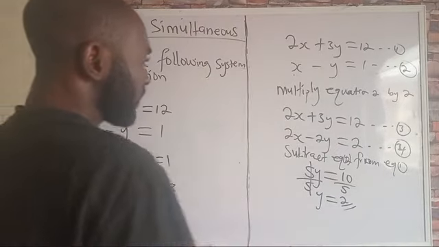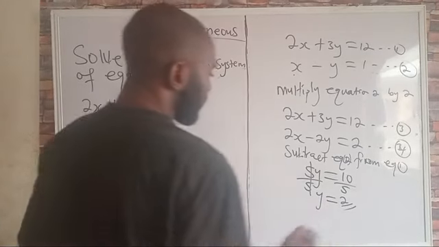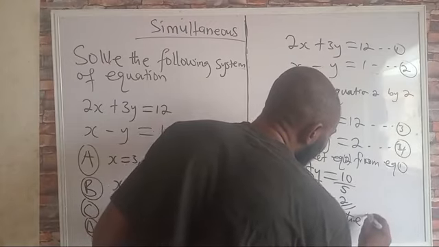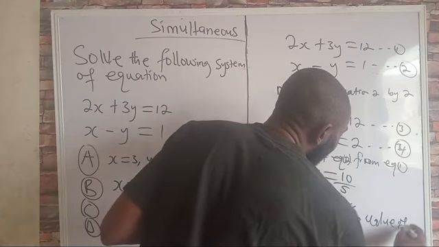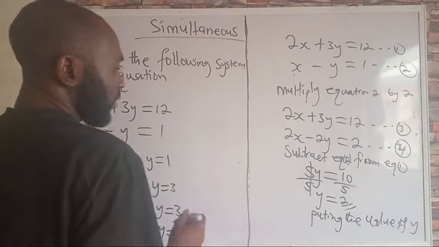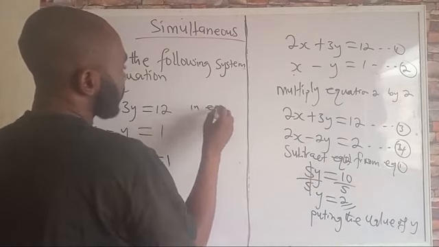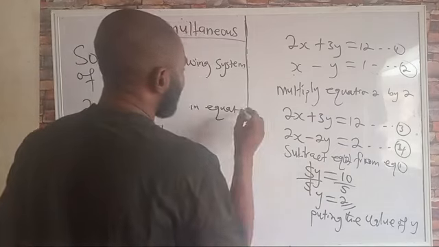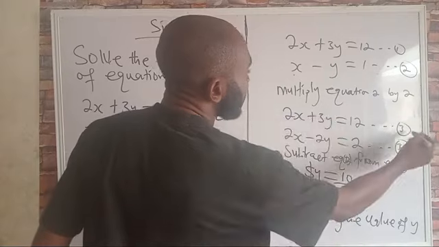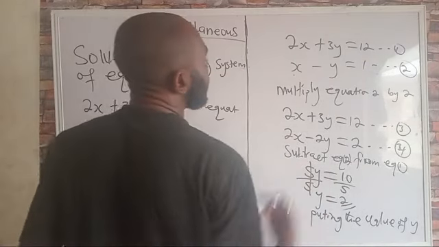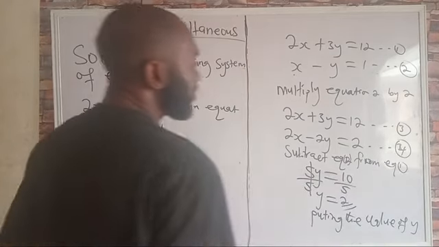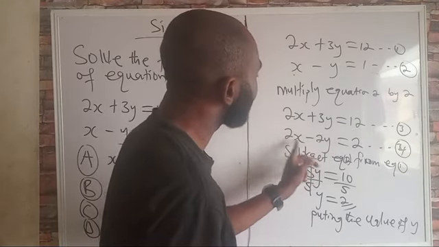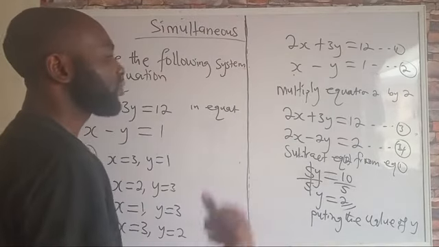So since the value of y is 2, I will now put the value of y in an equation. Let's put y in equation 4, or it could be equation 3. You can put it in equation 3, or you can put it in equation 4. For me, I'll put mine in equation 4. The reason is because this one has bigger values, 2, 3, 12. This one is simpler, 2, 2, 2. So it's easier for me to simplify.